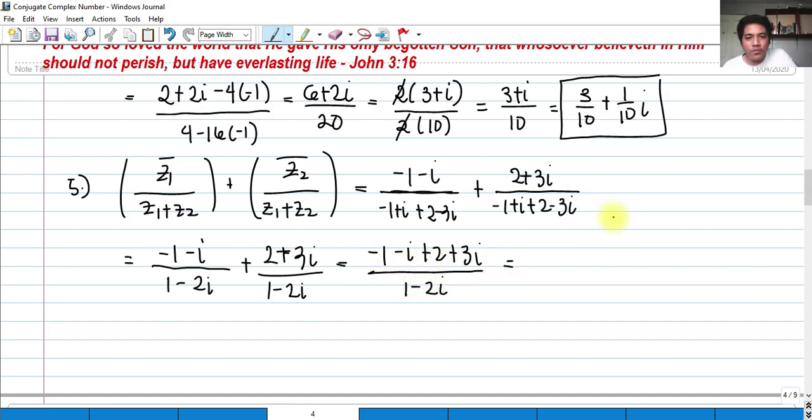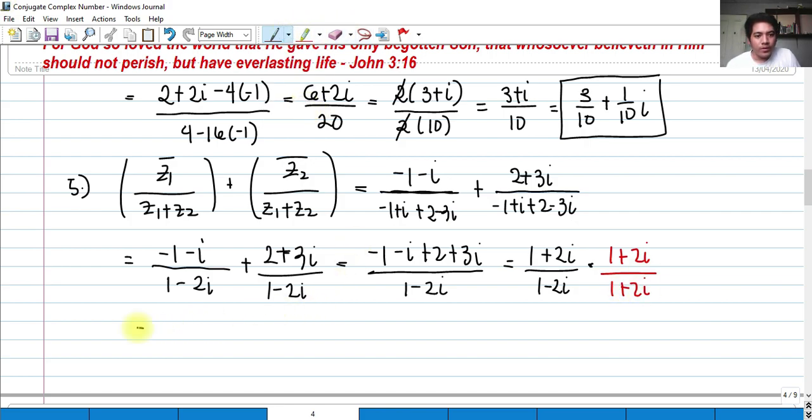Simplify, and then we have negative 1 plus 2, that is 1. Negative i plus 3i, that is plus 2i all over 1 minus 2i. And of course, we're not yet done. We're going to multiply this, as we know, by the conjugate of the denominator. So we have multiplied by 1 plus 2i over 1 plus 2i.